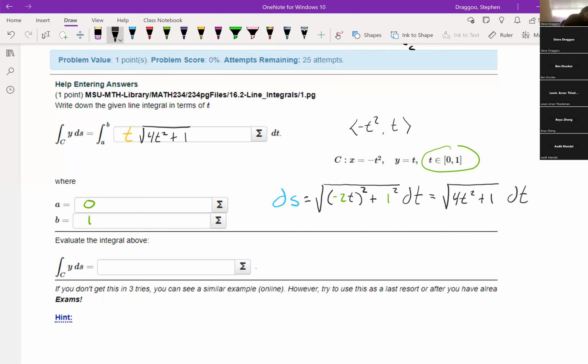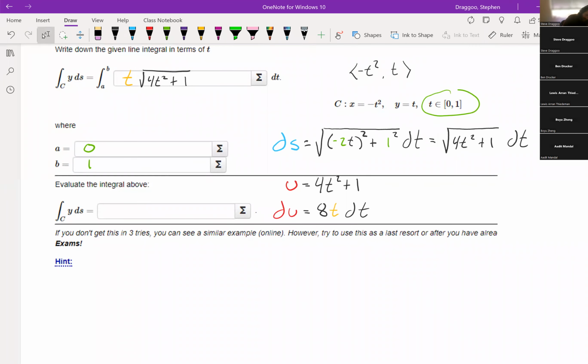And to do that, we'll need a u substitution. The thing on the inside of our square root is what I want to be u. So that's 4t squared plus 1, meaning that du is 8t dt. And if we notice that t that we have in there, we already have it because it was y. So 8t dt is our du, meaning if I go through to substitute some stuff over here, I really need the integral of the square root of u du.